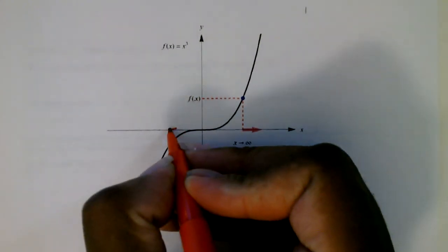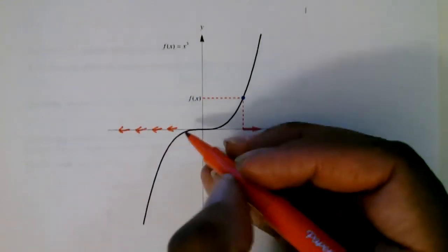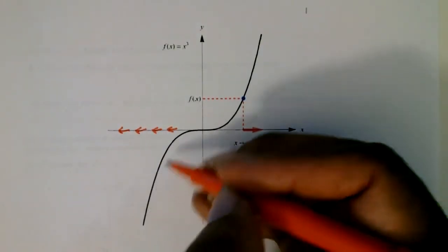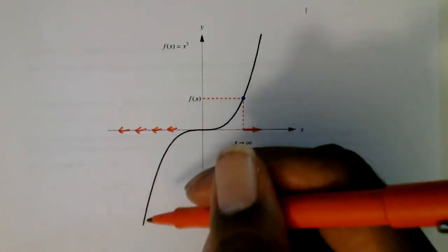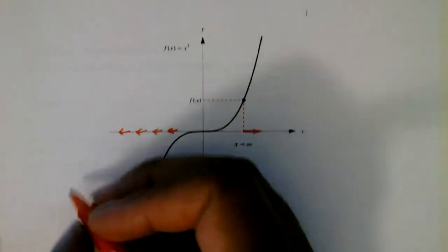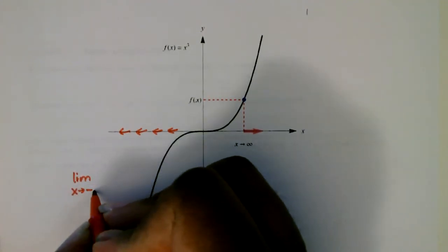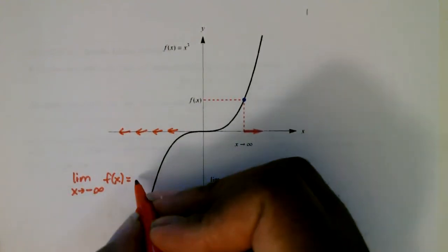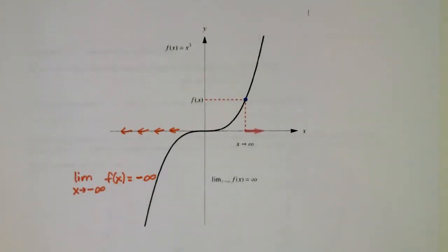Because as x approaches negative infinity, that's going in this direction, that means your x values are getting smaller and smaller and smaller. The values of f of x are going downward. It's getting smaller and smaller and smaller. It's heading towards negative infinity. So for this, the limit as x approaches, say, negative infinity of the function f of x, which is of course equal to x cubed, that would be negative infinity.